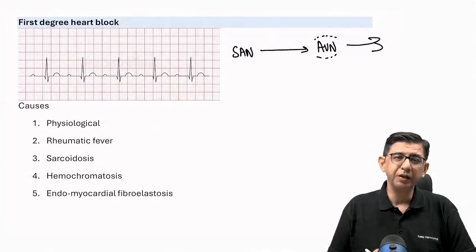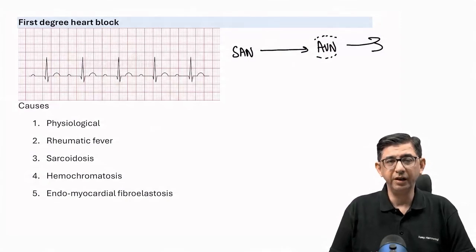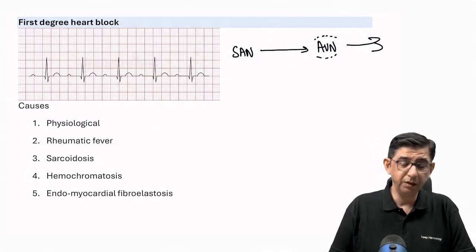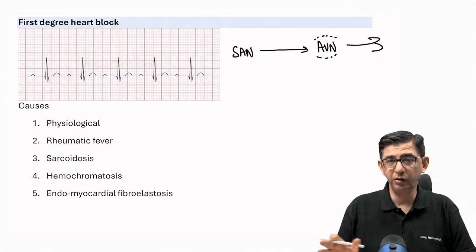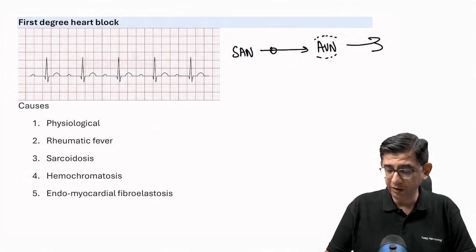Okay, guys. So next up, I'll teach you the topic of heart blocks. First on the agenda at the moment is first degree heart block. In this condition, the problem is not in the SA node. It's not in the AV node. It is between the SA node and the AV node.